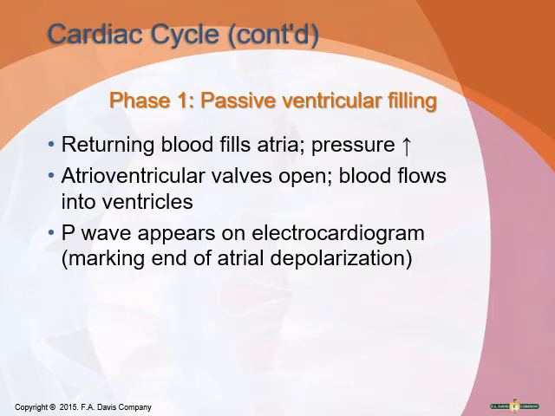So in phase 1, also known as passive ventricular filling, returning blood fills the atria and the atrial pressure increases. This increasing pressure opens those atrioventricular valves, and this allows some passive filling of blood into the ventricles. The P wave appears on an ECG, marking the end of atrial depolarization at this point.